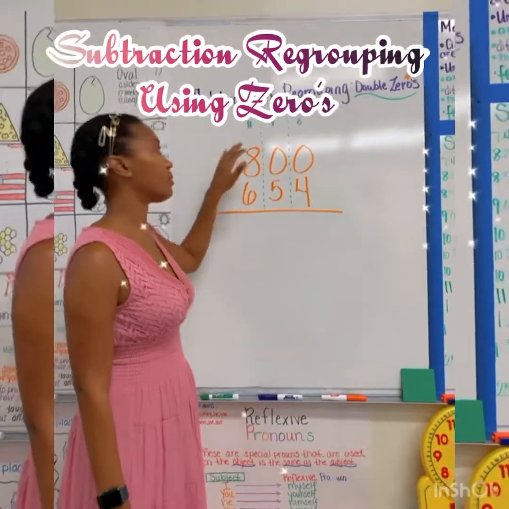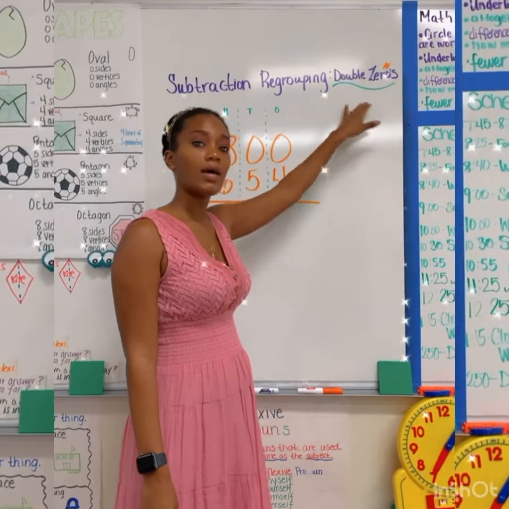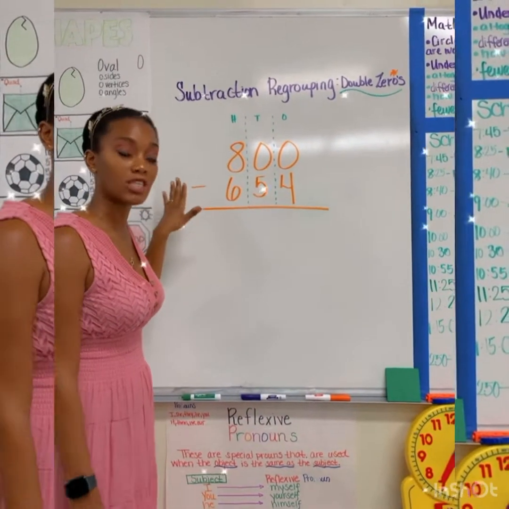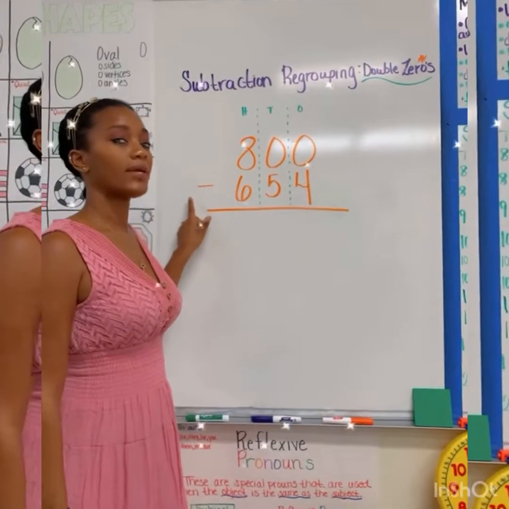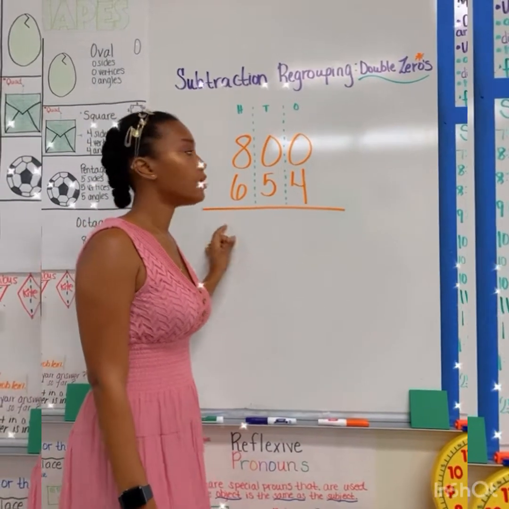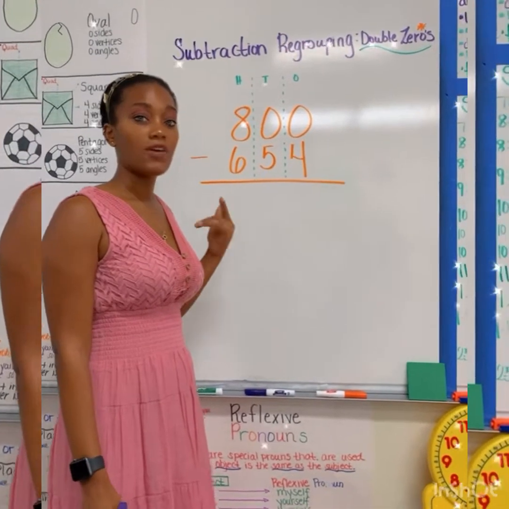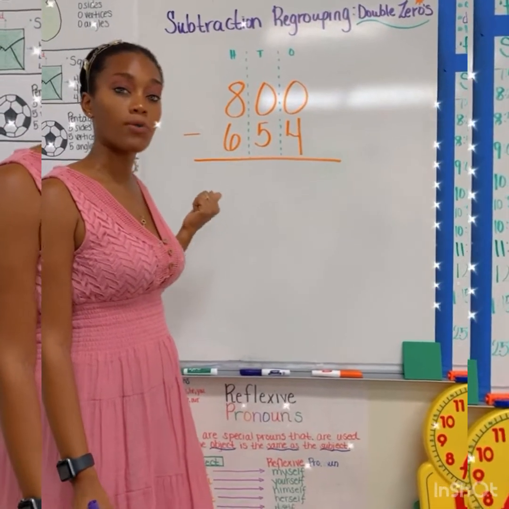Today we're going to be subtracting with regrouping, but using double zeros this time. Let's see if we can dissect this problem today. My number is 800 minus 654. Do you know where the first place to start is? If you said the ones place, then you are correct.